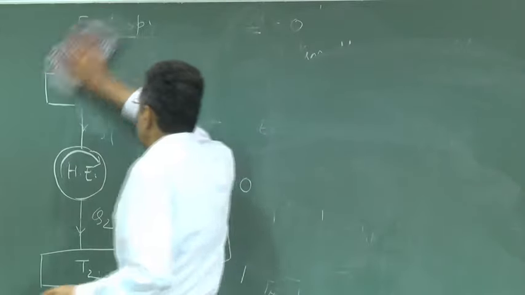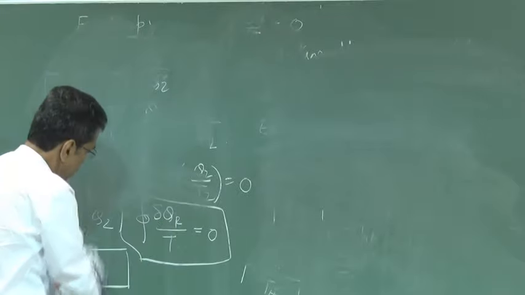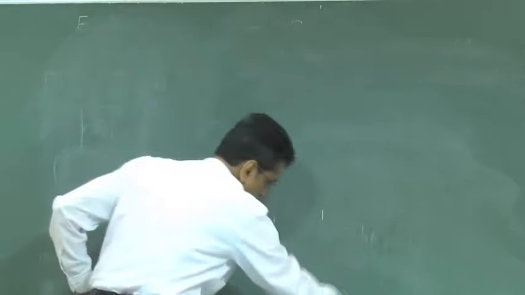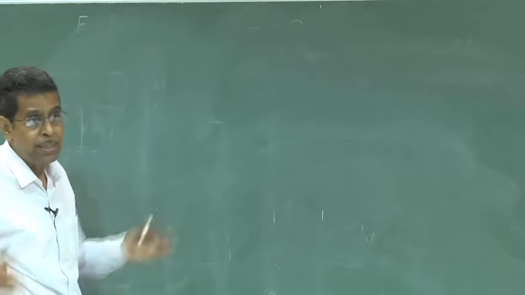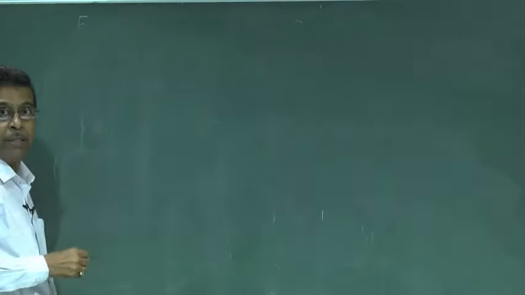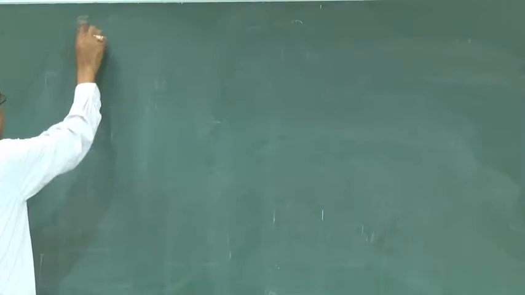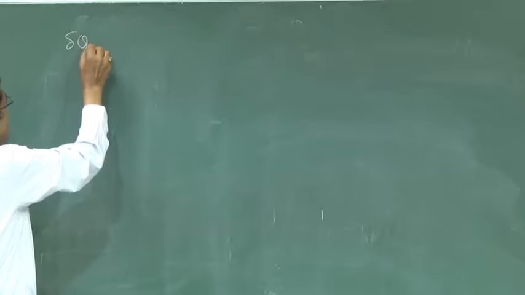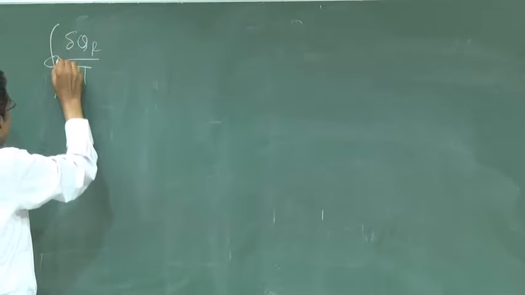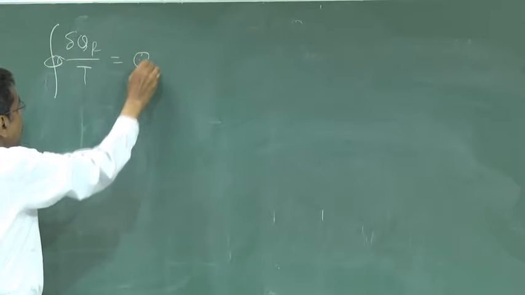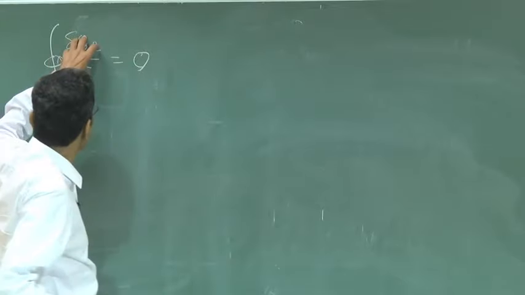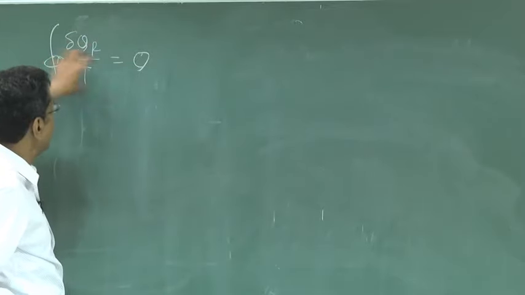Therefore, you consider an endoreversible cycle, and we will call this a reversible cycle. We are not bothered much about the external irreversibility, so that the cyclic integral of δQ_R/T is 0. Now this gives a beautiful idea: when some change over the cycle is 0, then what happens?